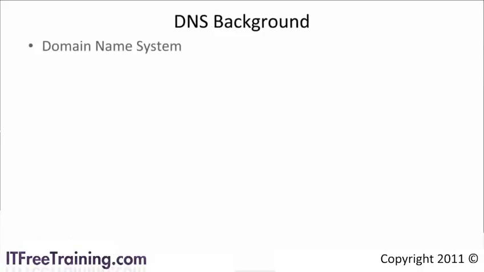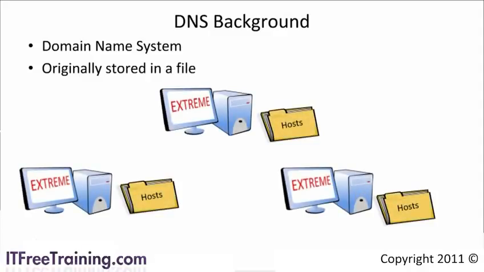DNS, or Domain Name System, is the most widely used name resolution system in place today. DNS was originally developed to be used on the Internet. When the Internet was first developed, computer names and IP addresses were stored in a file. This file contained all the computer names on the network and their IP addresses. When a change was made, the file had to be updated on all the computers on the network.